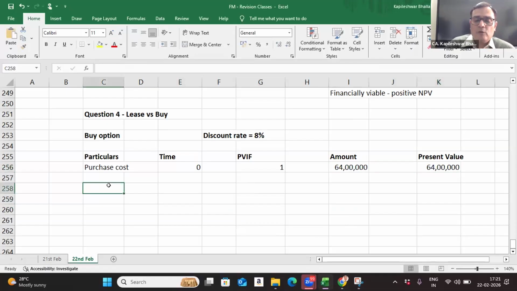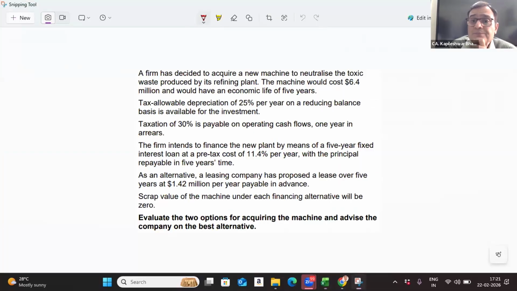Now, the only inflow we need to consider is the tax saving on depreciation. And this is going to be for how many years of time? The plant has got a life of 5 years and we're using a 25% WDV. Okay, I'm just thinking now, are you going to consider a depreciation for 4 years or are you going to consider depreciation for 5 years?